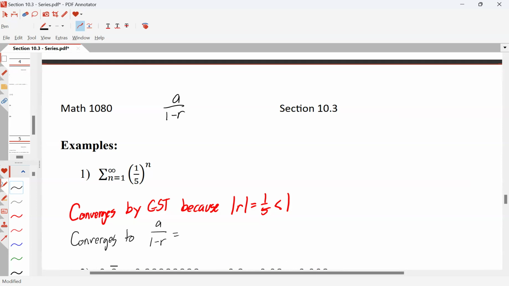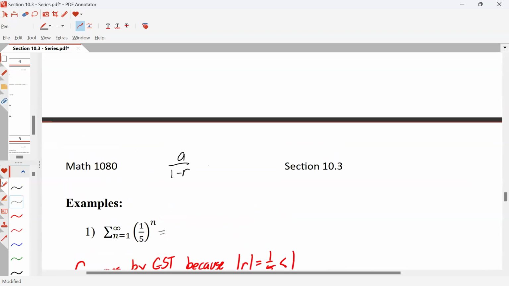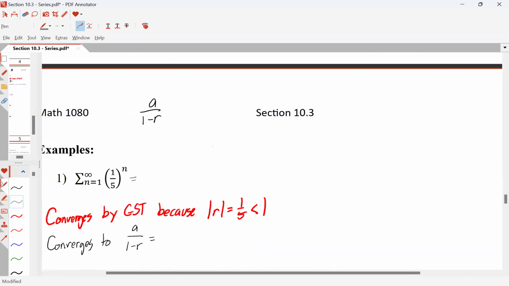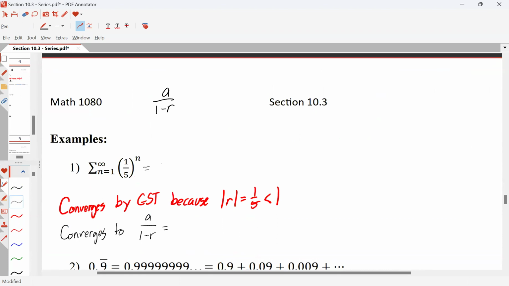And a, I said, first could be found by rewriting this series to look like, if we have a lower bound of n equals 1, I want my exponent to be n minus 1. The way I make my exponent n minus 1 is to factor out a 1/5. And now we're in that form to say, hey, there is a. A is 1/5.